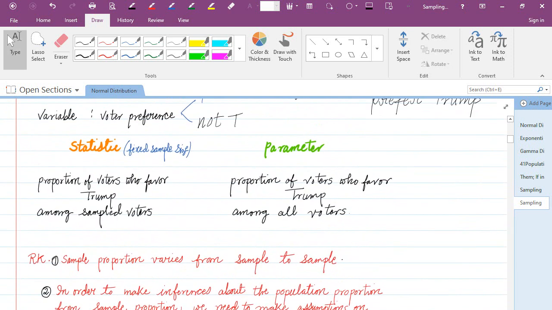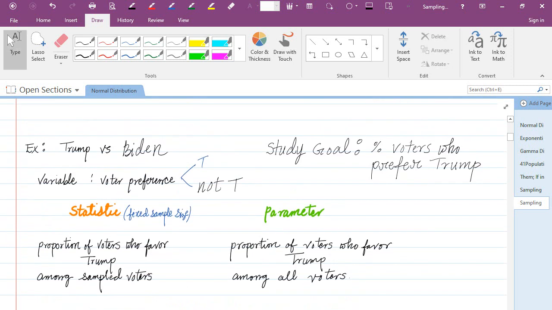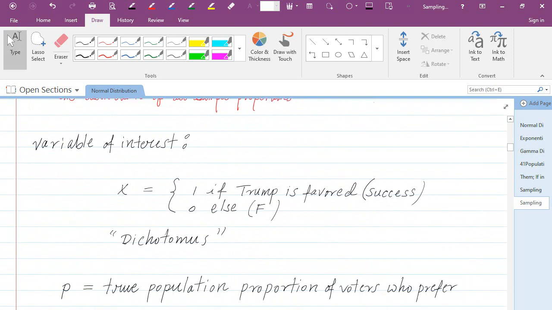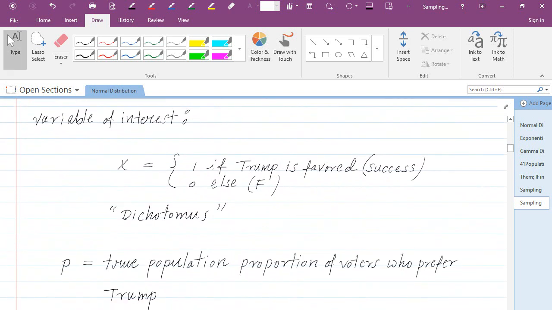So the variable here that I have, the voter preference, we can encode in a random variable in the following way. Let's say that x is 1 if Trump is favored. So you pick a voter and you ask, do you prefer Trump? If he prefers Trump, then the x value is 1. Otherwise, the x value would be 0.